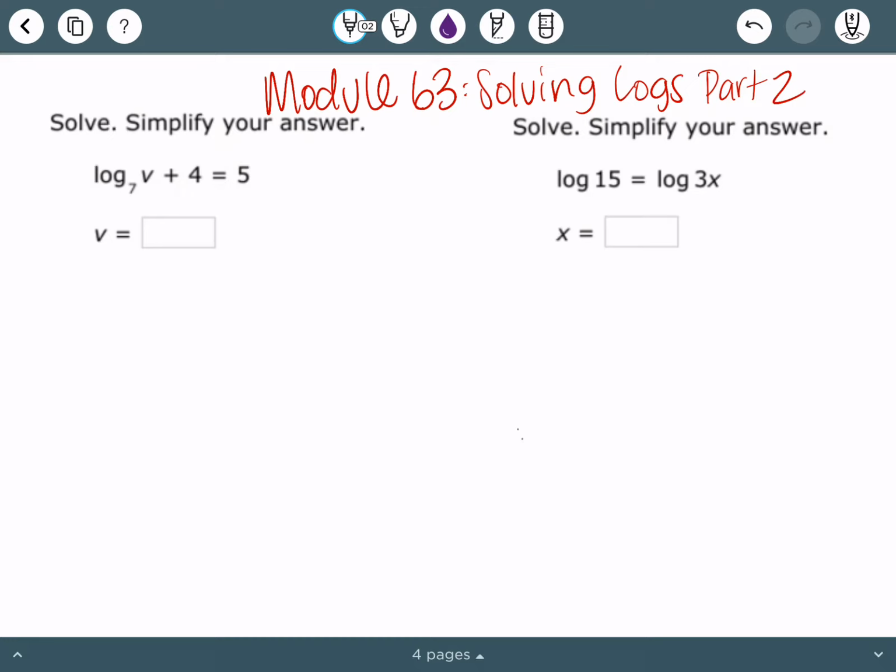All right, welcome back. We are working on module 63, which is part 2 of our solving log series. So we're just going to build off what we know already.